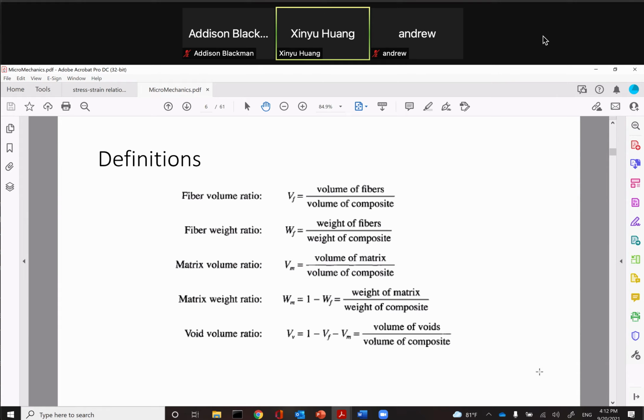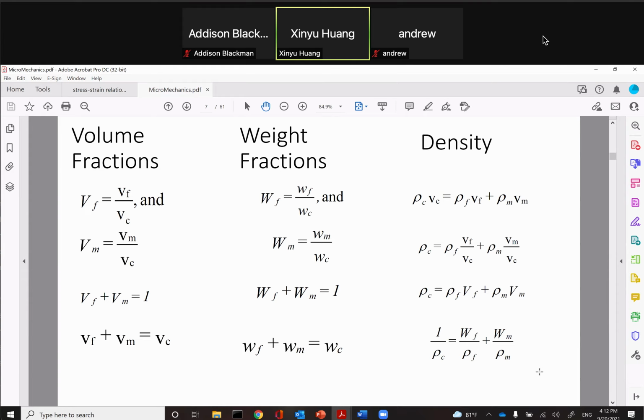Then there's fiber weight ratio. If you know the fiber weight ratio and the density of each component, you can calculate the volume fraction. They're related. Why do people use fiber weight ratio? Sometimes when they make material, weighing is easier, so they use weight ratio. Matrix volume fraction is the complement of fiber volume fraction. If you add matrix volume fraction and fiber volume fraction, you usually get something close to 1. Then there's matrix weight ratio, things like that. It's very simple.